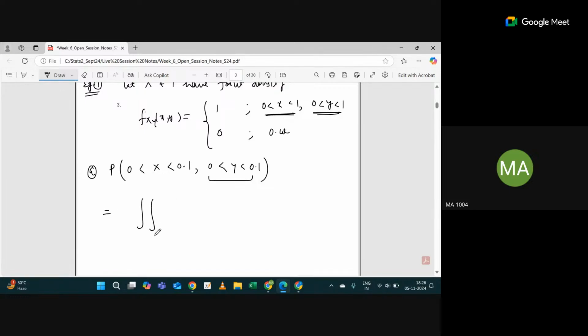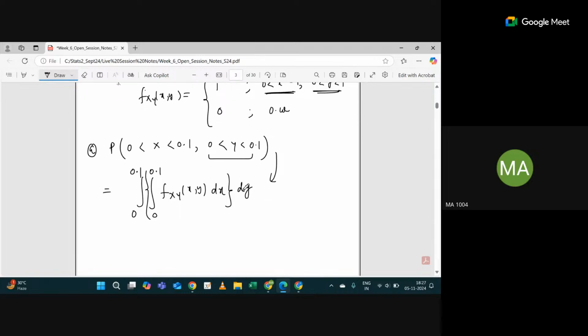First let me take limits of 0 to 0.1 for both. I will integrate with respect to x first, and then integrate with respect to y, with limits 0 to 0.1. Is this calculation correct? Are you getting this part? Yes, everyone is getting this part which I'm trying to write here.